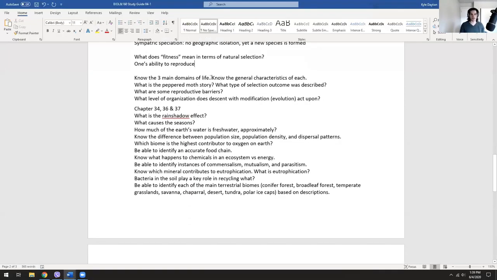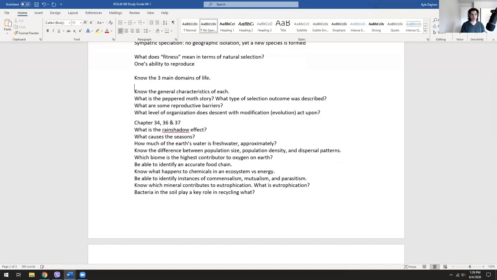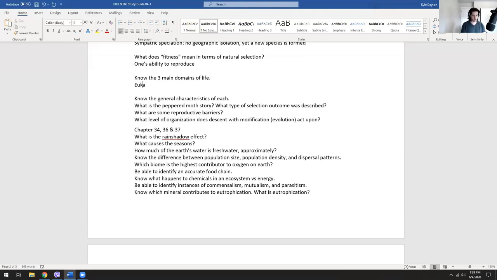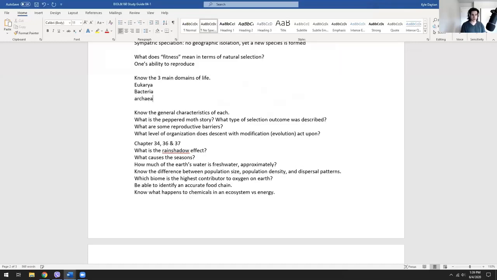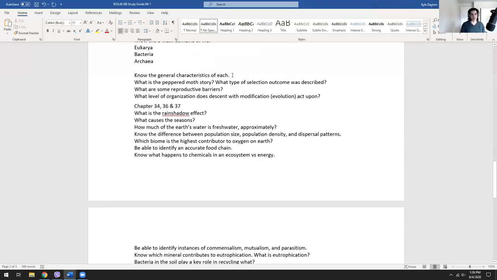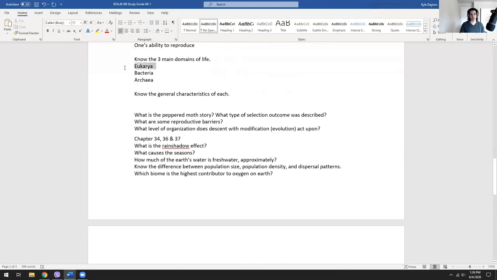Know the three main domains of life. So that's going to be eukarya, bacteria, and archaea. General characteristics of each. Well, we know that eukaryotes are going to have nuclei. These two will not have nuclei. Bacteria will typically live in more temperate environments, so like more calm environments: the pH isn't too low, the pH isn't too high, the temperature isn't too low, the temperature isn't too high. And then archaea, those are going to live in extreme environments.